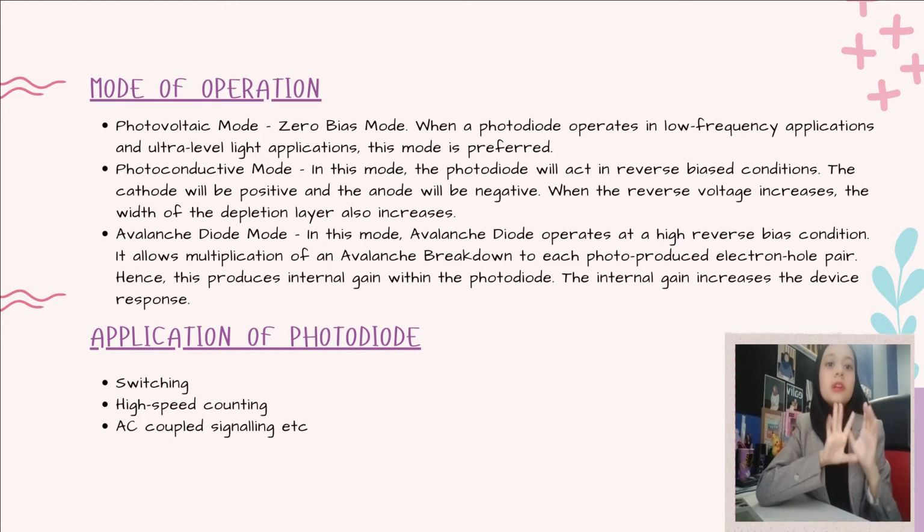Mode of operation of photodiode. They have three modes: photovoltaic mode, photoconductive mode, or avalanche diode mode. An application of photodiode is switching, high-speed counting, AC coupled signaling, and many more.